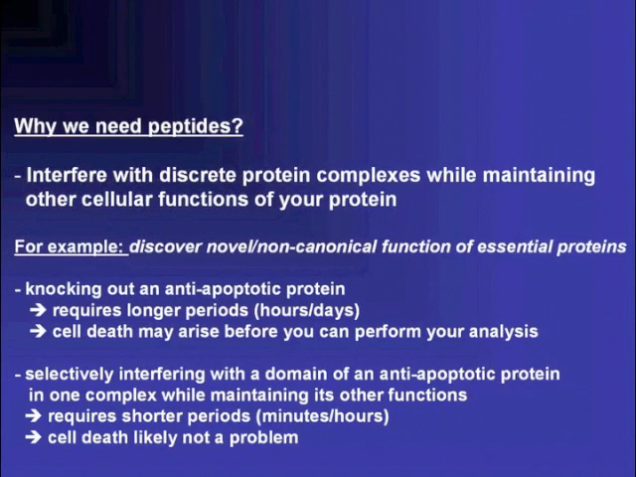So selective interference with a domain of the anti-apoptotic protein might be much more convenient, and this typically would require much shorter periods, and probably in these cases cell death would not become a major issue.